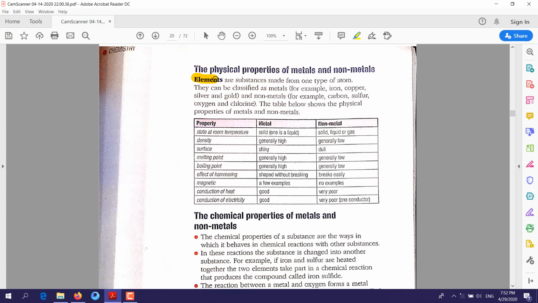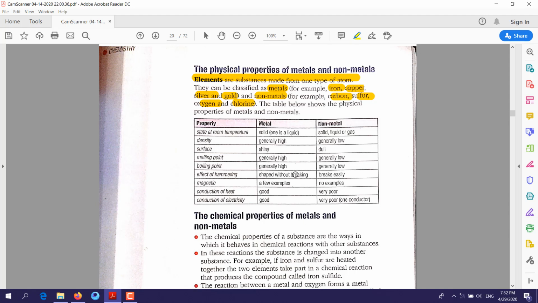Definition of element: elements are substances that are made up of one type of atom. Focus on these words, one type of atom. Then these elements can be classified into metals and non-metals. Metals, for example, iron, copper, silver, gold. And non-metals, for example, carbon, sulfur, oxygen, chlorine.